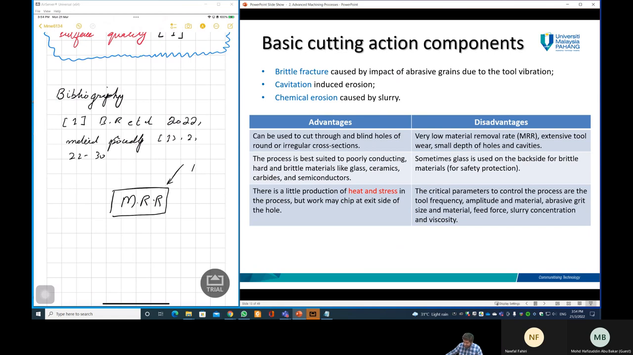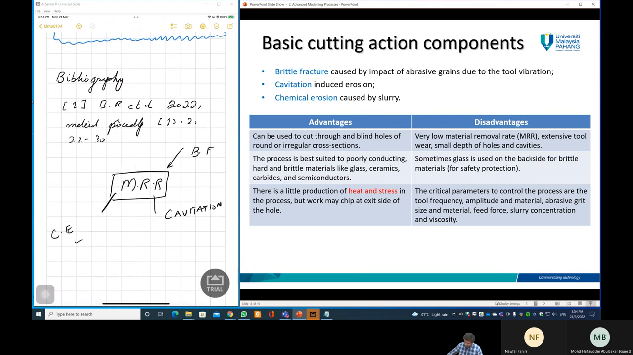Number one is brittle fracture. Number two is cavitation. And number three is chemical erosion. Chemical erosion is due to the slurry, cavitation is because of the ultrasonic vibration, and brittle fracture is because of the abrasive grains. So these are three forcing factors because of which machining is carried out.